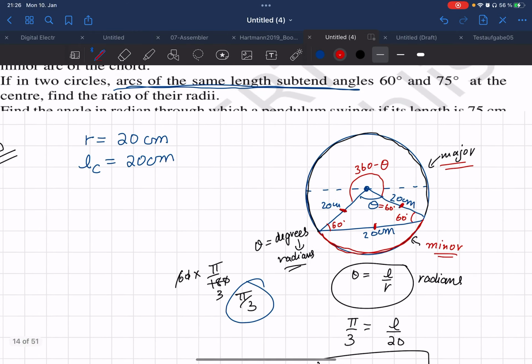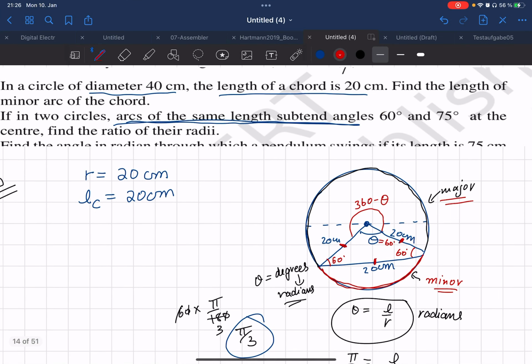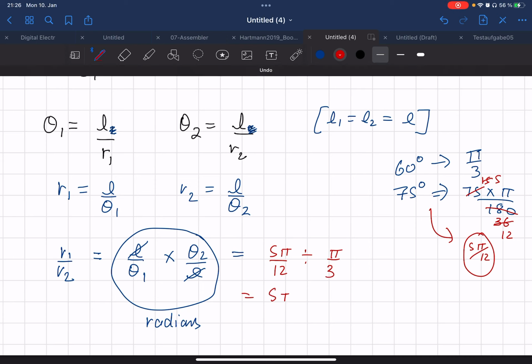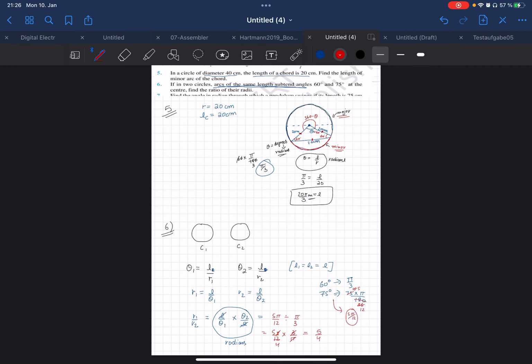What was theta 2 again? Theta 2 is the second circle. All right. Theta 2 is 5 pi upon 12 divided by theta 1, which is pi divided by 3. So this is 5 pi divided by 12 times 3 divided by pi. Pi cancels, 3 fours are 12. So the ratio is 5 by 4. R1 divided by R2 is 5 by 4.